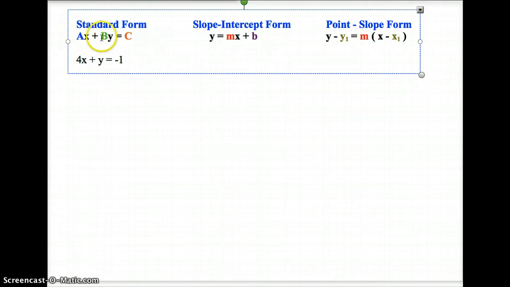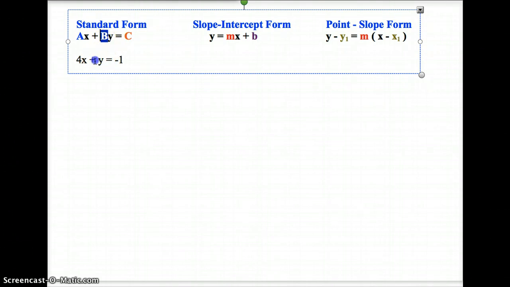Well, standard form is called ax plus by equals c. Now, what does that all stand for? Well, the a stands for the coefficient that's in front of the x. By the way, anytime you have a number in front of a variable, it's called a coefficient. So in this case, the number 4 would be the coefficient in front of the x. B would be the number in front of the y value. So b is another coefficient, the coefficient of y.